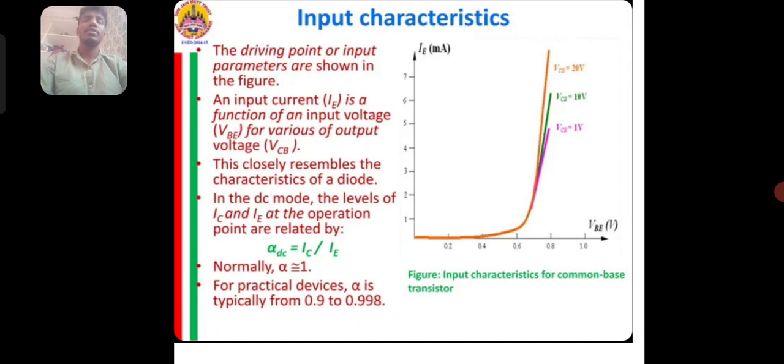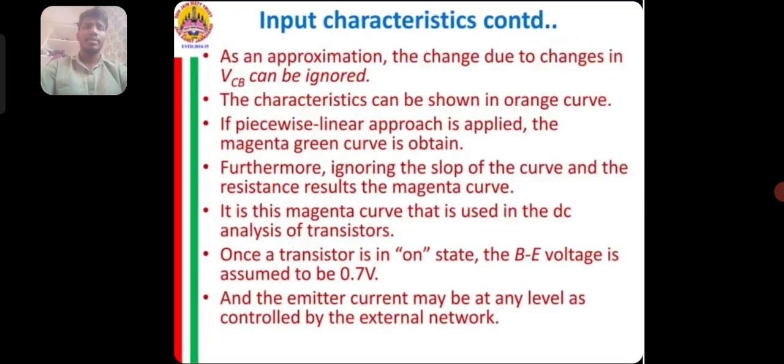This closely resembles the characteristics of a diode. In the DC mode, the levels of IC and IE at the operation point are related by alpha DC is equal to IC by IE. Normally alpha is 1. For practical devices, alpha is typically from 0.9 to 0.998. This is the graph of input characteristics for common base transistors. And next, input characteristics condition.